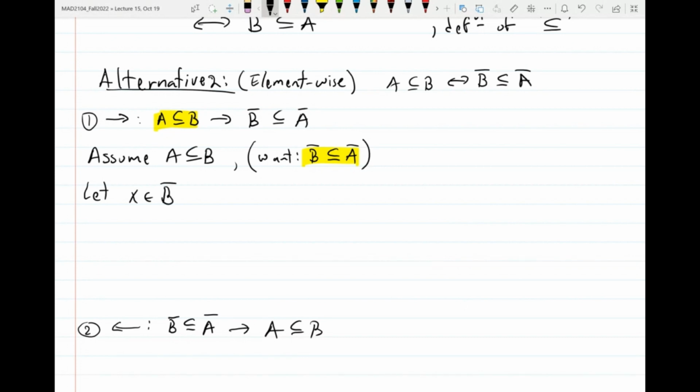Okay? So let X be an element in B complement, and then somehow I want to do some things in here, and somehow end up with this line at the end. If we can end up with this line, then we're done. We just showed that if an element is in B complement, then that same element is in A complement, so everybody in here is. Okay?